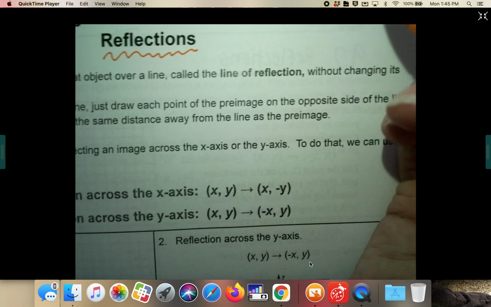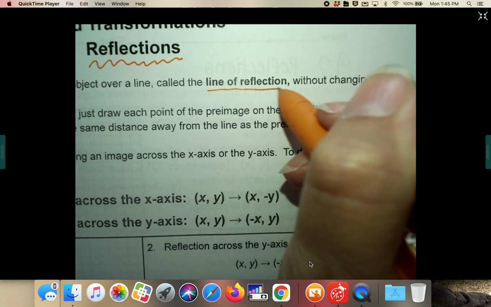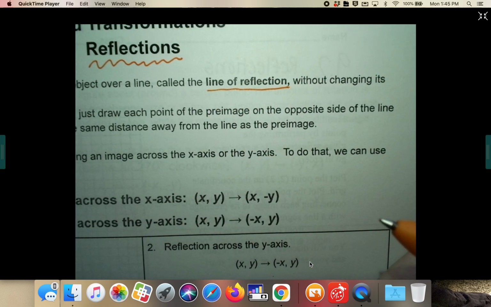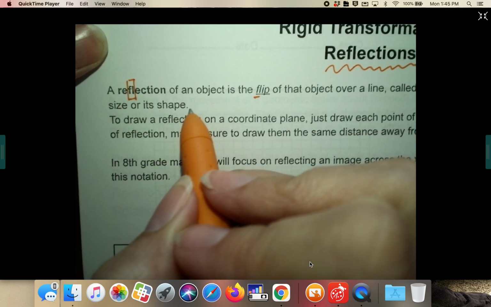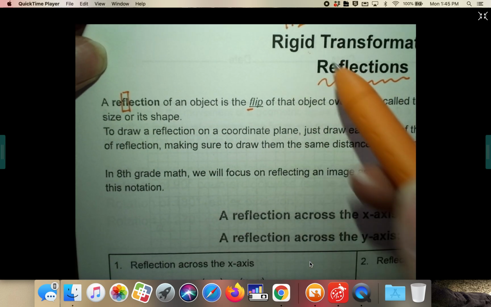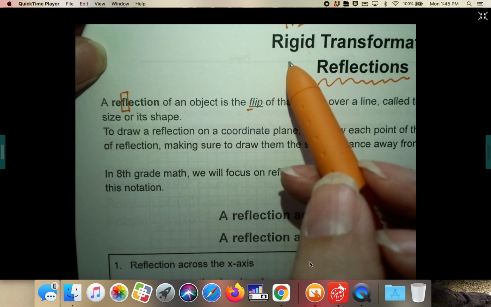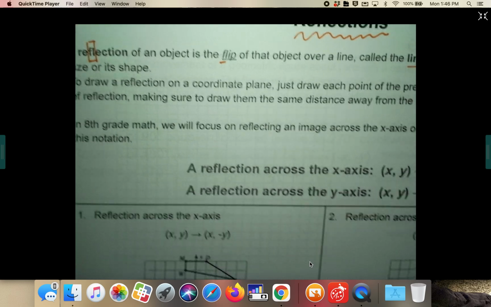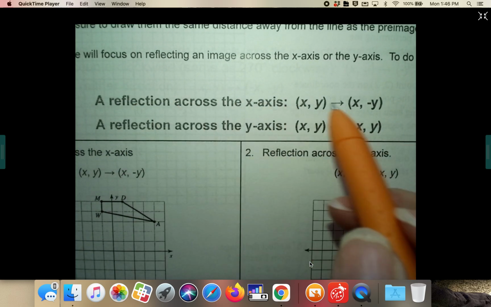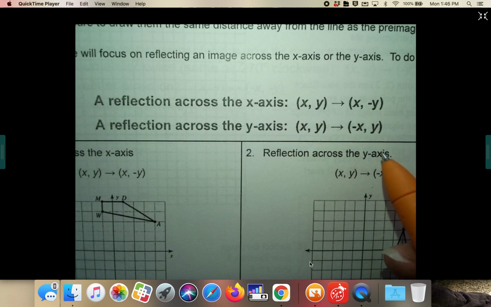Now, the line that it flips over is actually called the line of reflection. And again, it does not change its size or shape, and that means it's a rigid transformation. So not changing its size or shape is what makes it rigid. Okay, I want you to look down here at these bolded lines. I'm actually going to give you the formulas.